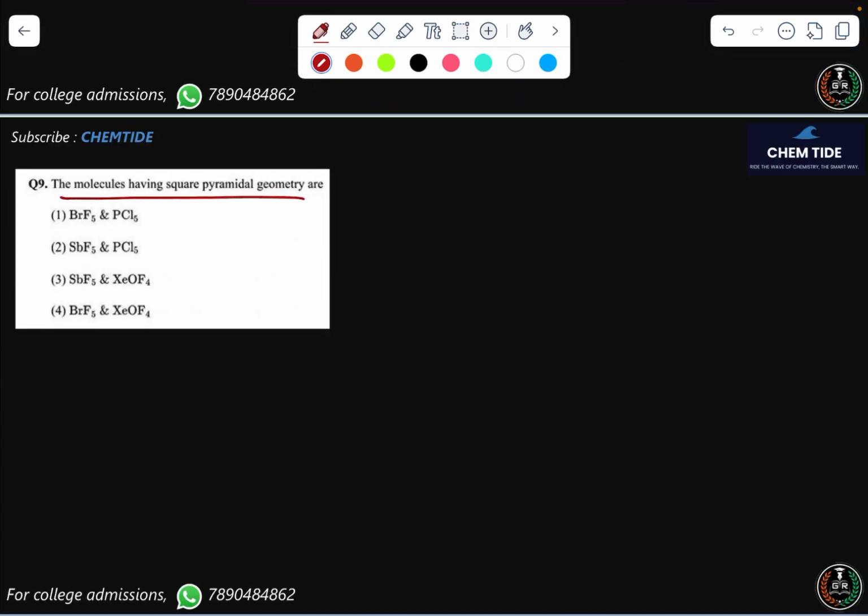The molecule having the square pyramidal geometry. Square pyramidal means there is one square and one pyramid, and one lone pair we can keep here. So we have bond pairs as 5 and lone pair as 1, and it becomes 6. 6 means sp3d2. So let's see which molecule could have sp3d2. PCl5 is sp3d, so this can't be the answer. Antimony one also can't be.